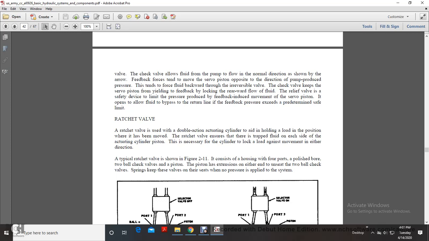The relief valve safeguards the device to the limit of the pressure produced by feedback-induced movement of the servo piston. It opens to allow the fluid to bypass to the return line when the feedback pressure exceeds a predetermined safe limit. Alright, the ratchet valve.